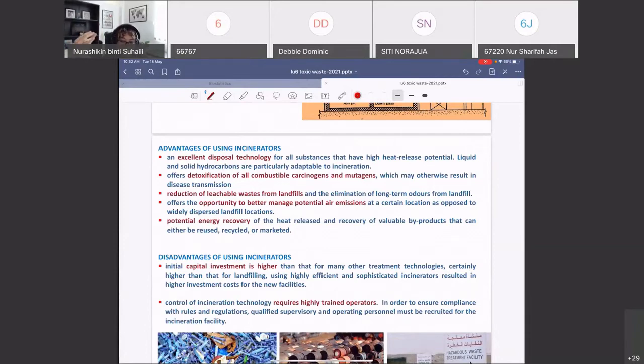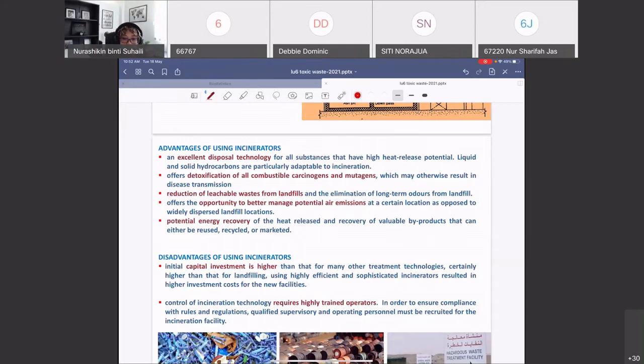So it's actually an excellent way of killing the toxic materials, especially if it is related to pathogens like viruses or whatever the pathogenic bacteria. So those pathogens can be burned or can be killed effectively by using thermal, by using incineration. So that's why it is an excellent disposal technology for those kind of materials or toxic materials. It offers detoxification of all combustible carcinogens and mutagens, which may otherwise result in disease transmission.